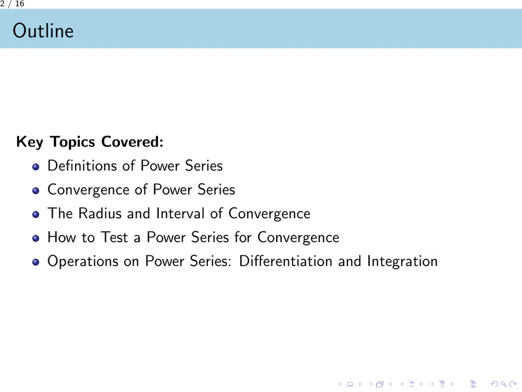This dependence leads us directly to our third topic, the radius and interval of convergence. These terms describe the precise range of values for which the series converges to a finite number. Finally, we will synthesize these concepts into a practical, step-by-step method that you can use to test any power series and determine its exact interval of convergence, including how to handle the endpoints of the interval.